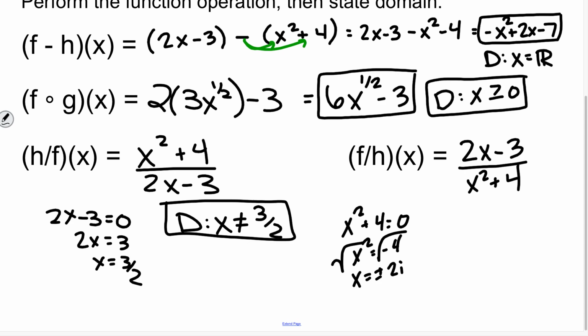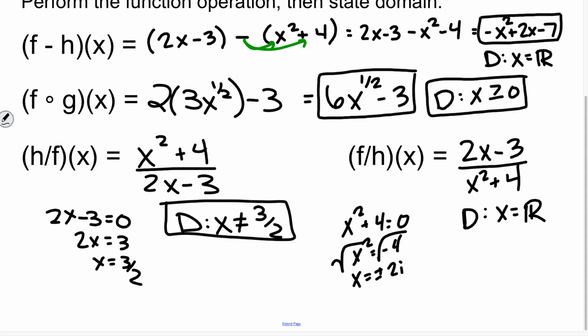So we can say in this one, the domain is not restricted. All real numbers will give me an answer that's not 0. There's no way that you can put a number in for x, square it, and get negative 4 unless it's imaginary. So all real numbers are going to work in this particular division.